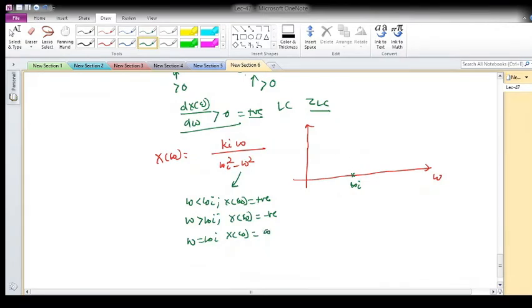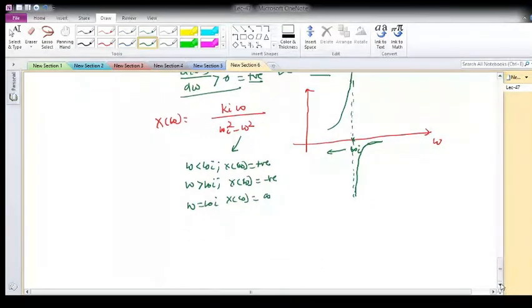Okay, so if I would like to draw, and I also know that the slope is positive, how can we draw this sketch? For omega less than omega I, it will be positive and going towards infinity as omega tends to omega I. Similarly, when omega is greater than omega I, the slope is positive but x of omega is negative. Okay, so this will be the reactance sketch for a simple pole.